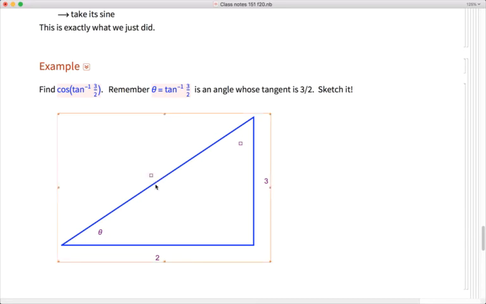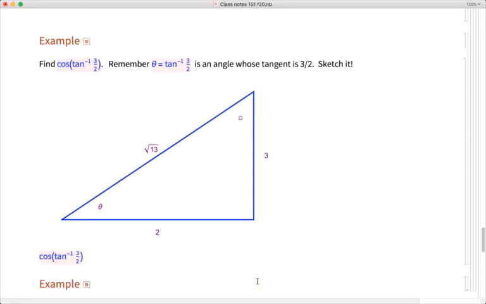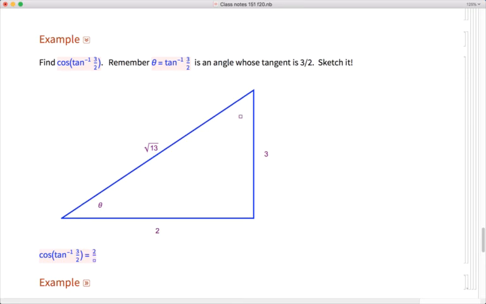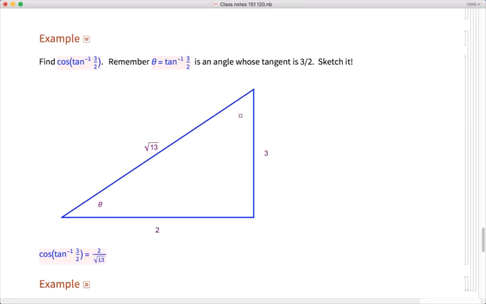The hypotenuse is going to be the square root of 13. This is 2 squared plus 3 squared is 13, and we take the square root. Right? So now that we have our angle drawn, now we can compute the cosine. Cosine is the adjacent divided by the hypotenuse.